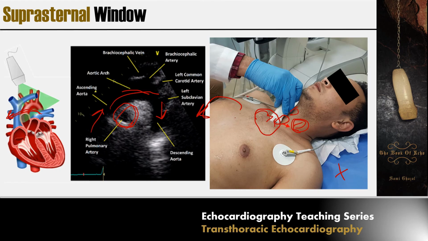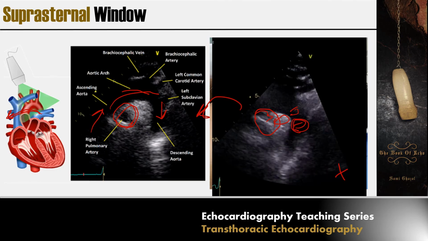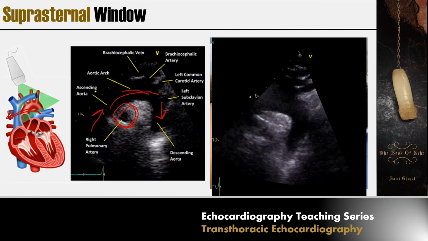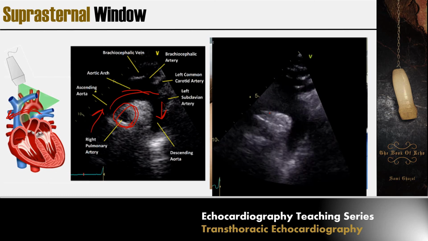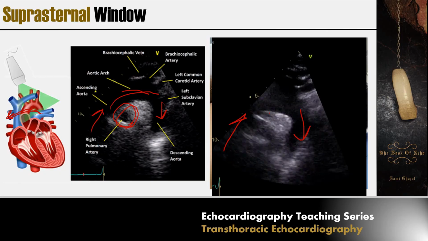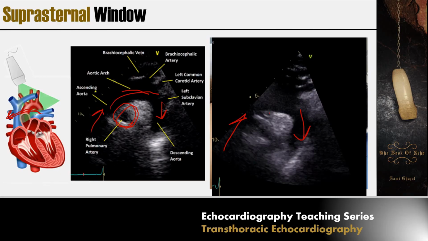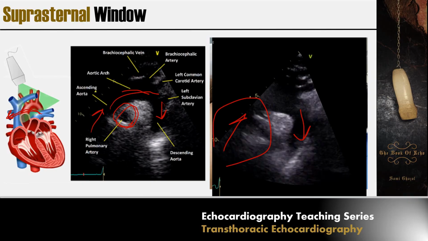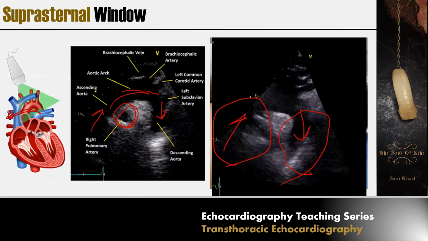Let me show you now a video of the arch, where sometimes you don't see the ascending aorta and the descending aorta at the same time. It is no problem, where you can only tilt the probe a little bit sideways, so you can image the ascending aorta and the descending aorta separately and record the images separately.